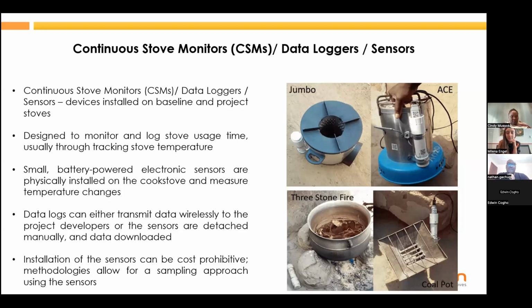They are able to record increases in temperature over a sustained period of time, and within algorithms built into those sensors, or separately procured, establish those as cooking events. They are typically very portable, and you can install them not only on your project stoves, but some of these sensors can even be adapted to baseline stoves, up to and including three-stone fires, which can become an important requirement, especially for projects looking at version 4 Gold Standard projects, as well as AMS-II.G and Verra projects.